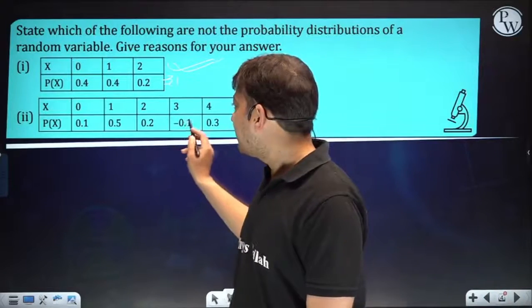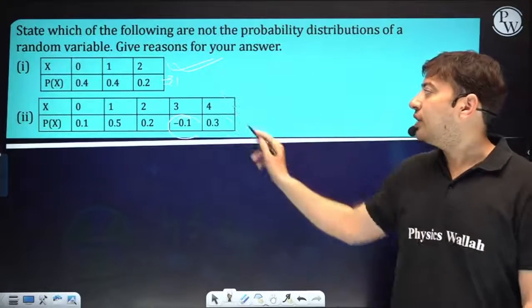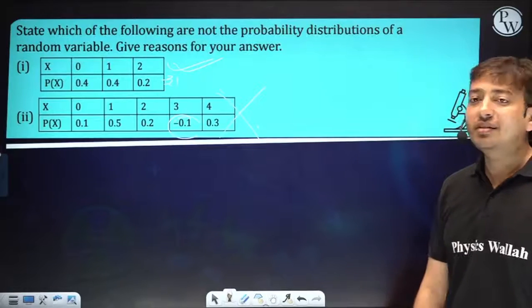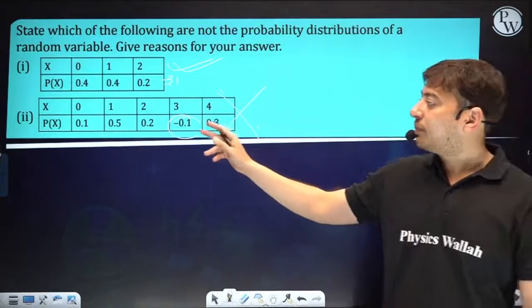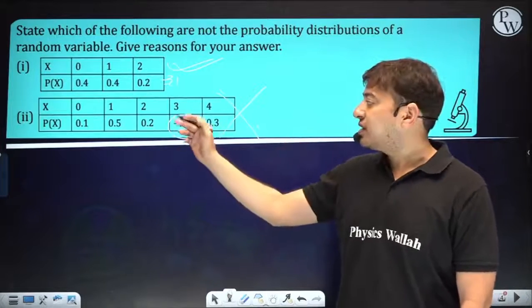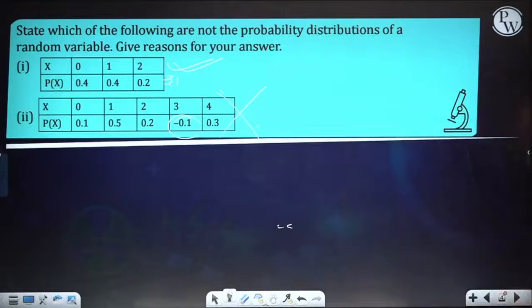Now the second case: one of the probabilities is negative. So this is not a probability distribution. As simple as that. The probability should be positive and the sigma should be 1. In this one it is not positive, so it is not a probability distribution. Like this. Carefully see it.